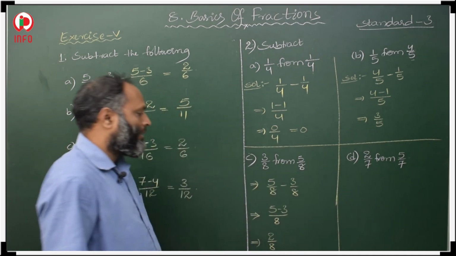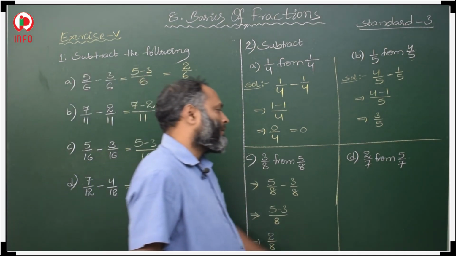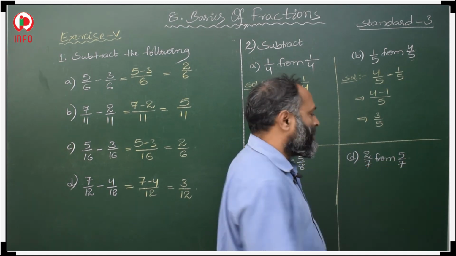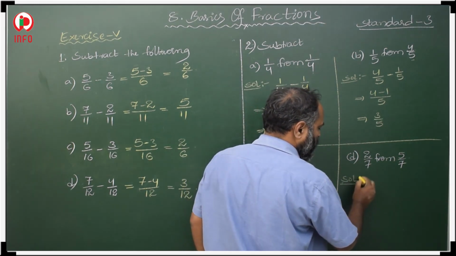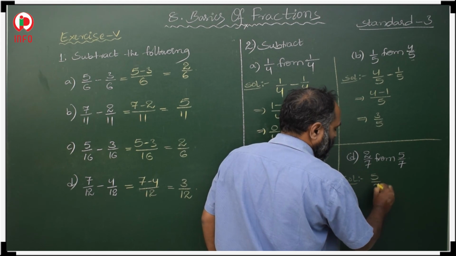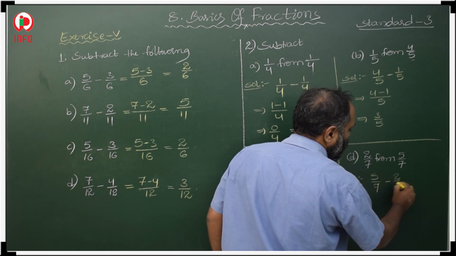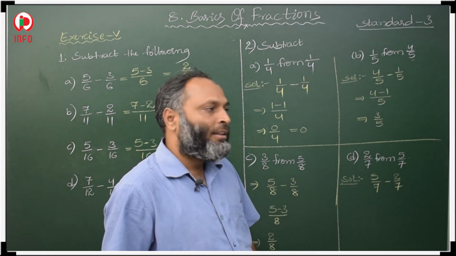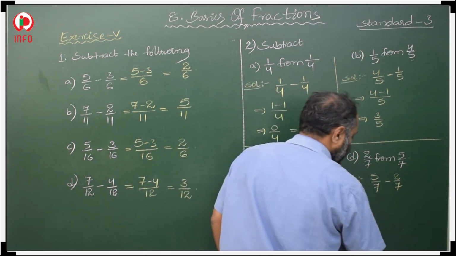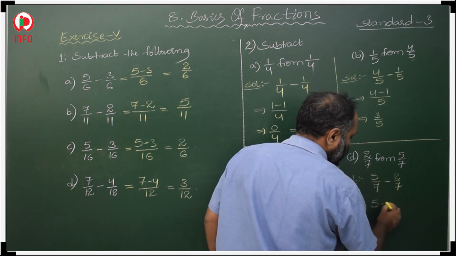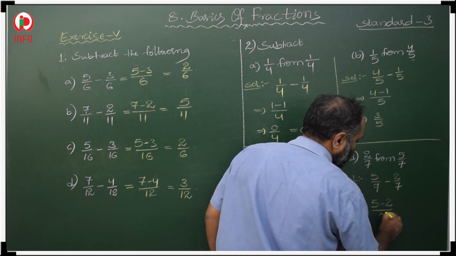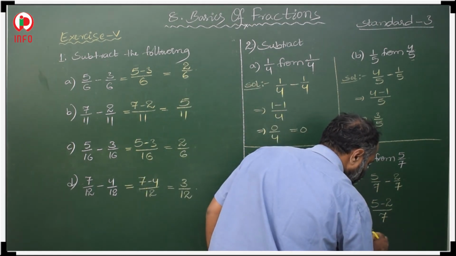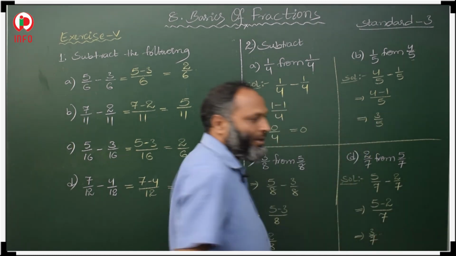Now here, subtract 2 by 7 from 5 by 7. It means we take 5 by 7 first, and from 5 by 7 we subtract 2 by 7. Then we find the difference of the numerators, 5 minus 2, by the common denominator 7. 5 minus 2 is 3, so the answer is 3 by 7.